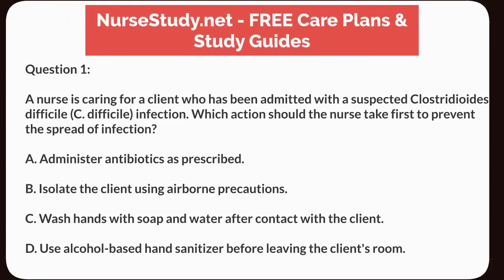Question 1. A nurse is caring for a client who has been admitted with a suspected Clostridioides difficile, C. difficile, infection. Which action should the nurse take first to prevent the spread of infection? A. Administer antibiotics as prescribed. B. Isolate the client using airborne precautions. C. Wash hands with soap and water after contact with the client. D. Use alcohol-based hand sanitizer before leaving the client's room.